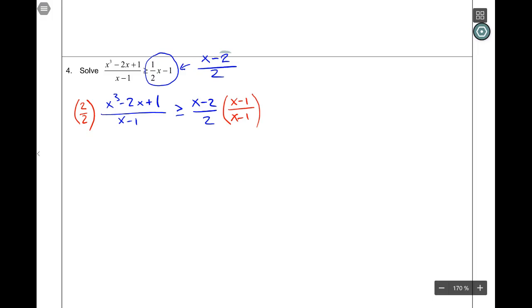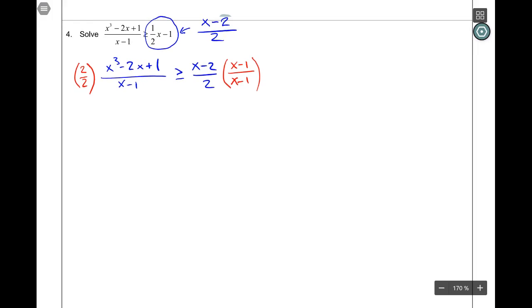And you might say, well, wait, you said I couldn't multiply by x minus 1 because I didn't know if it was positive or negative. But when I multiply by x minus 1 over x minus 1, it is equivalent to 1. It's not a negative, so I don't have to worry about changing any signs in the inequality. Okay, so once we do that multiplication, we get the following.